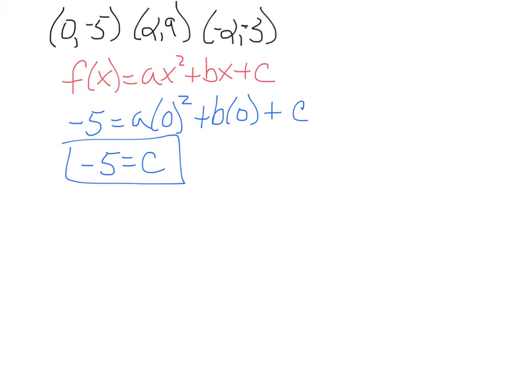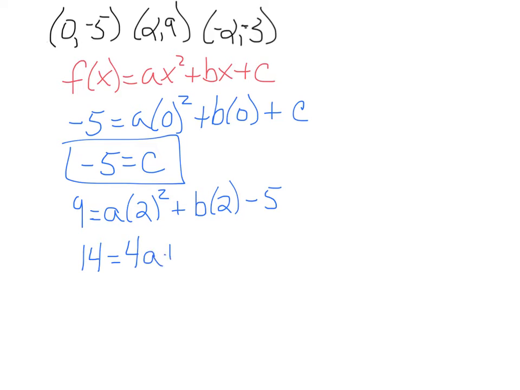Okay, but we're going to keep going, and we're going to jump to use the point (2, 9). So our y value in this case is going to be 9, and that's going to equal a times 2 squared plus b times 2 plus c, but of course we already know that c is -5, so let's just put that in right now. We're going to simplify this down. I'm going to add the 5 over to the 9 and get 14 equals 4a plus 2b.